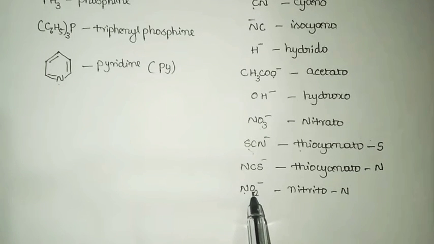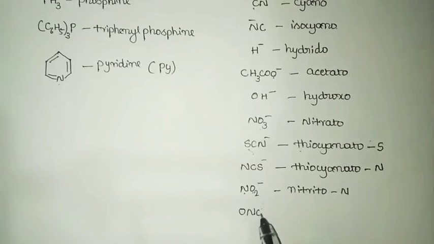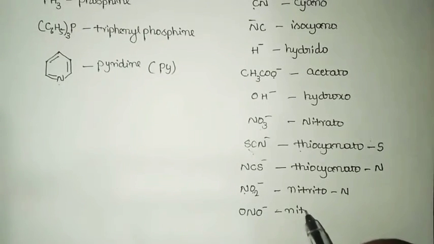Whenever the oxygen atom of this particular group is acting as the ligating atom, then we write it in this way, ONO minus, and here the ligating atom is oxygen. Then the name will be nitrito itself, but we should indicate the ligating atom, that is O. So these are some of the examples for the negatively charged monodentate ligands.